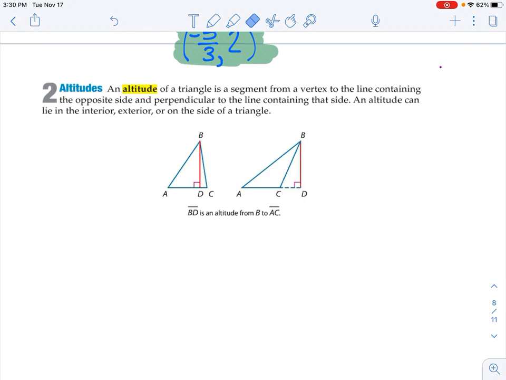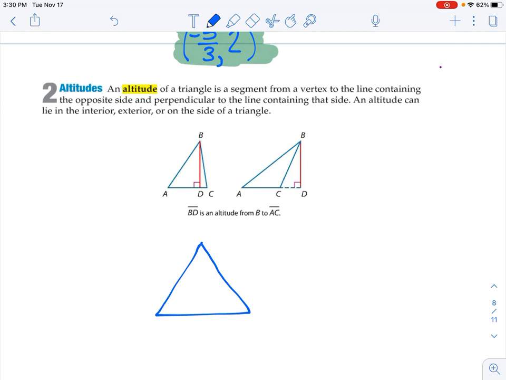Now we have altitude, so we're moving from centroids and medians to altitudes. An altitude of a triangle is a segment from a vertex to the line containing the opposite side and perpendicular to the line containing that side. An altitude can lie in the interior, exterior, or on the side of a triangle. So basically, an altitude is anywhere on a triangle. It can't even be coming this way. That drops down from a vertex. So that wasn't a very good example.